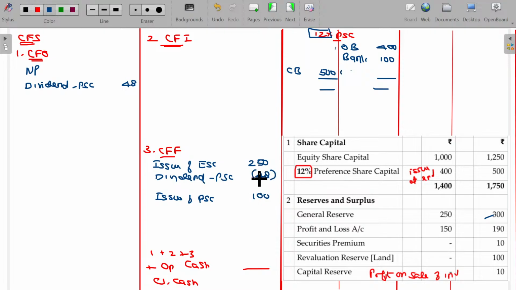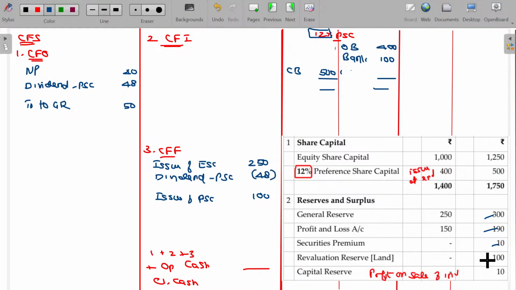Dividend is an outflow. GR 250 becomes 300. Transferred to GR. Debited in the P&L account is now added back, 50. Profit and loss 150 becomes 190. 40 rupees is the profit in the current year, added with the opening to arrive at the closing balance.